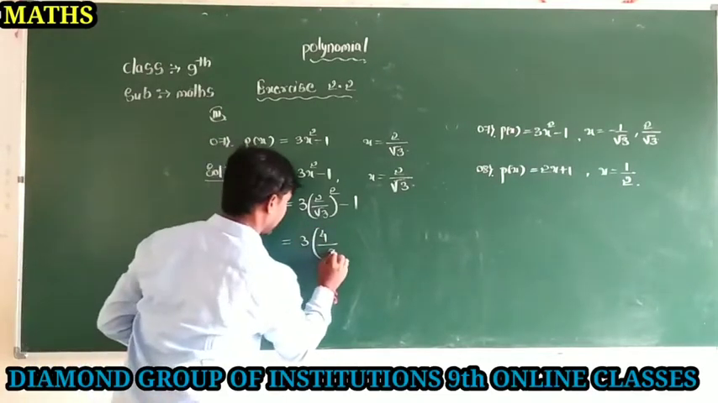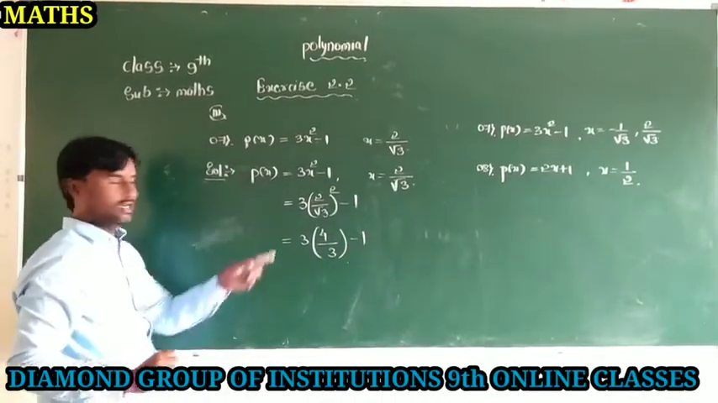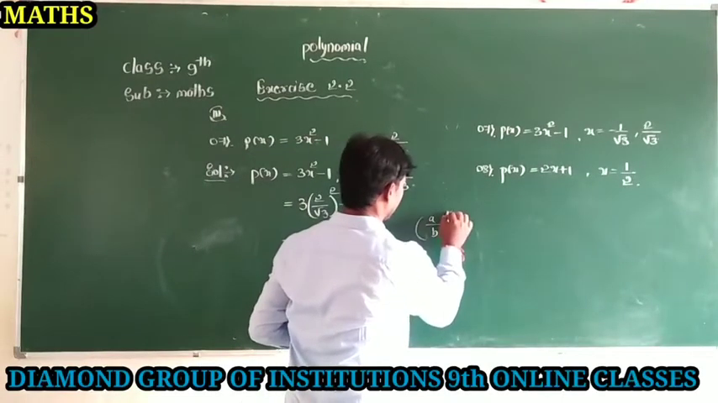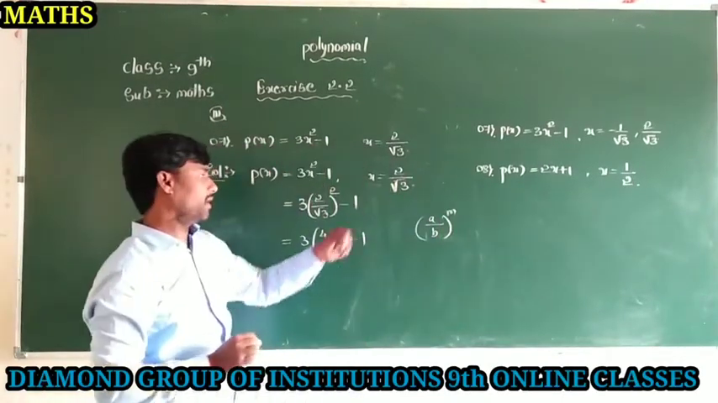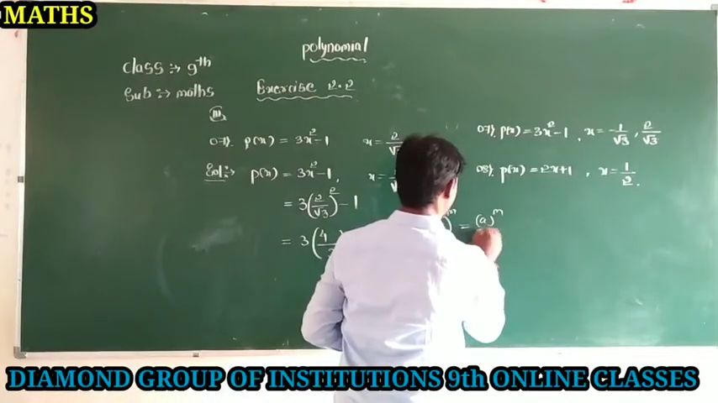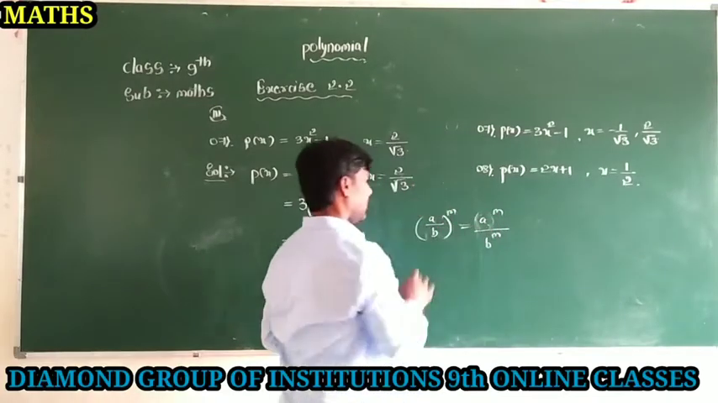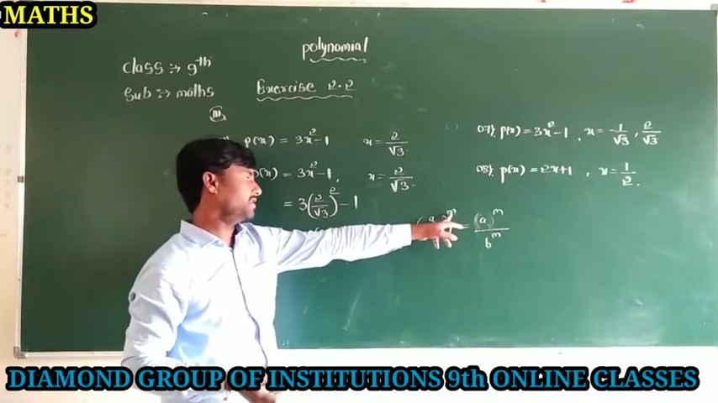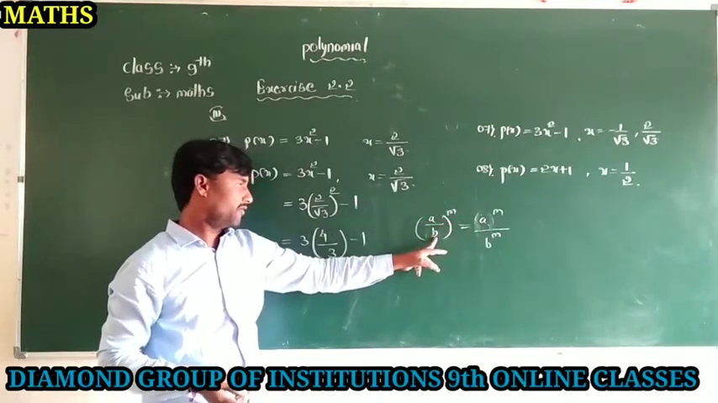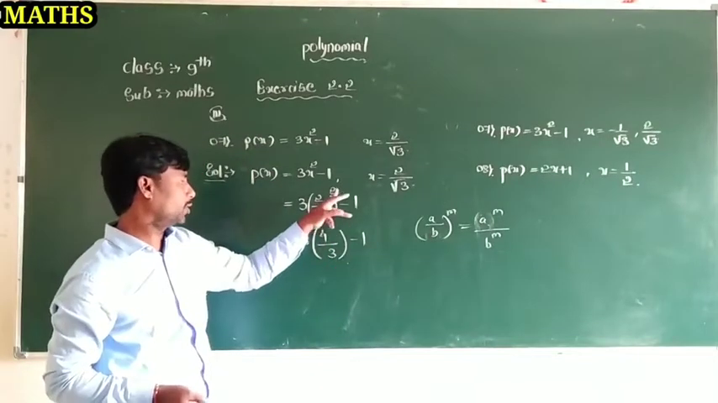Answer is 3. So dear students, last year we studied a upon b whole power of m. This we can say is a power of m upon b power of m, dear students. That is, the power applies to the numerator and also to the denominator. That's why this is 2 square, equal to what? 4.